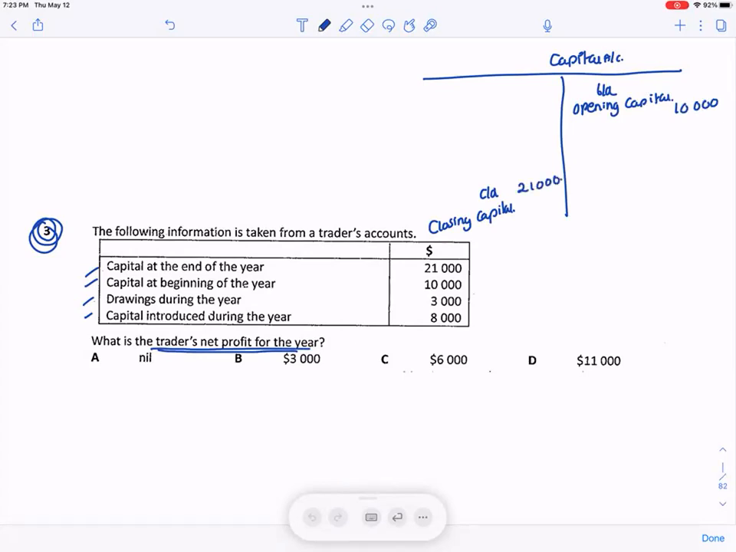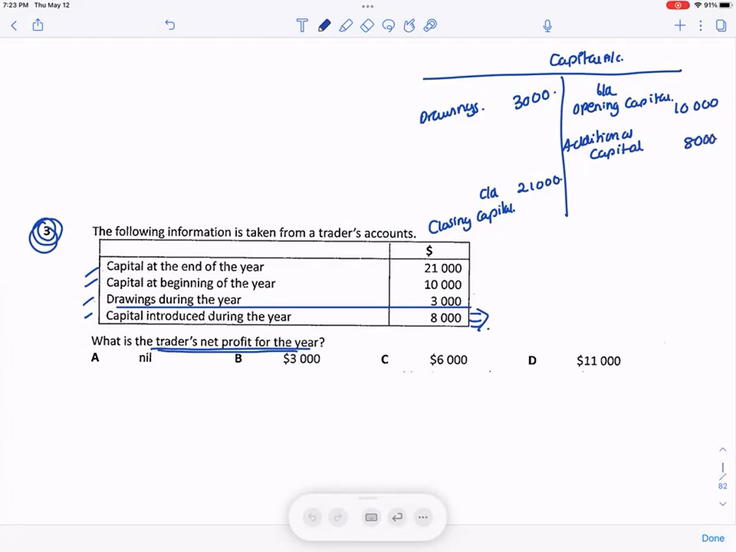Where will drawings come? Drawings will come debit side. I want to see who sends me the answer first. What is this? Additional capital. Am I writing it correct? Credit side.